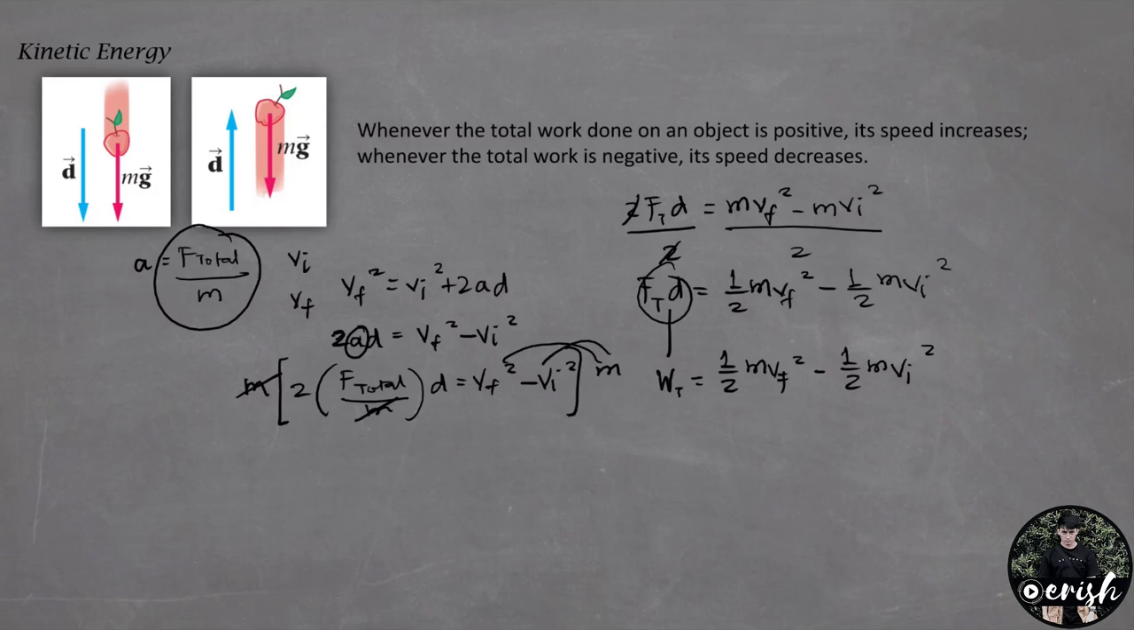Kapag yung total work naman natin is less than 0, it means that mas malaki naman yung initial speed natin kaysa sa final speed. And kapag yung total work natin is directly equal sa 0, meaning we have the same value of final and initial velocity, equal sila ng value. So this quantity here in the equation for total work has a special significance in physics and tinatawag natin siya as the kinetic energy.